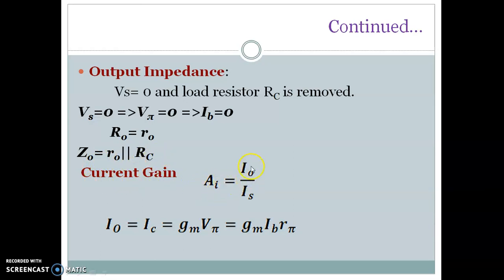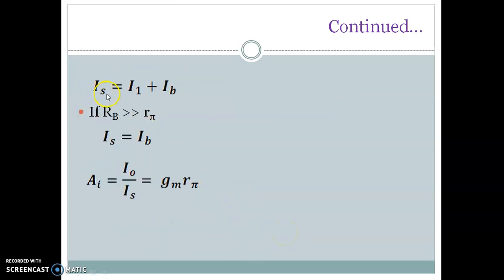Next, current gain. Current gain is given as AI is equal to I0 by Is. I0 is nothing but your IC, which is gm V pi. So V pi can be written as IB into R pi. And your Is is nothing but I1 plus IB. Since your bias resistor RB is going to be very large compared to your input impedance R pi, your Is is equal to IB. So AI will be equal to I0 by Is, which is nothing but gm R pi.